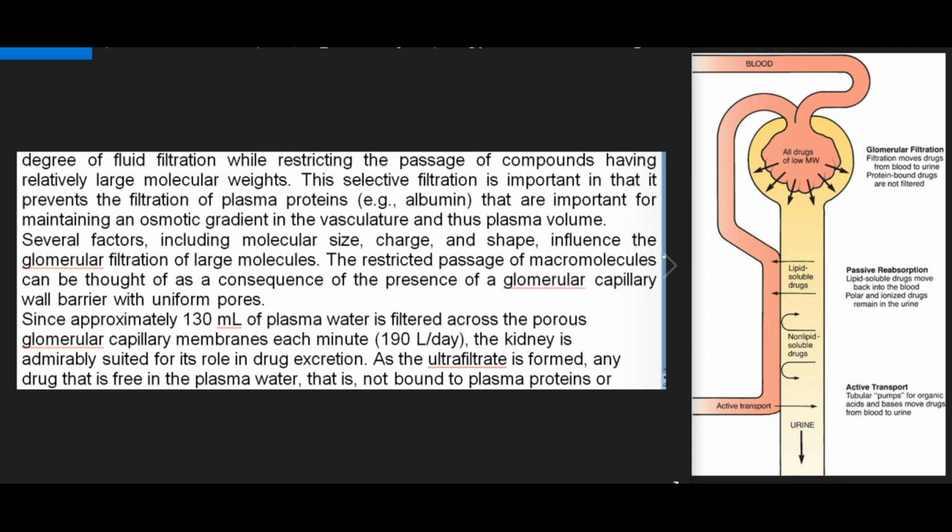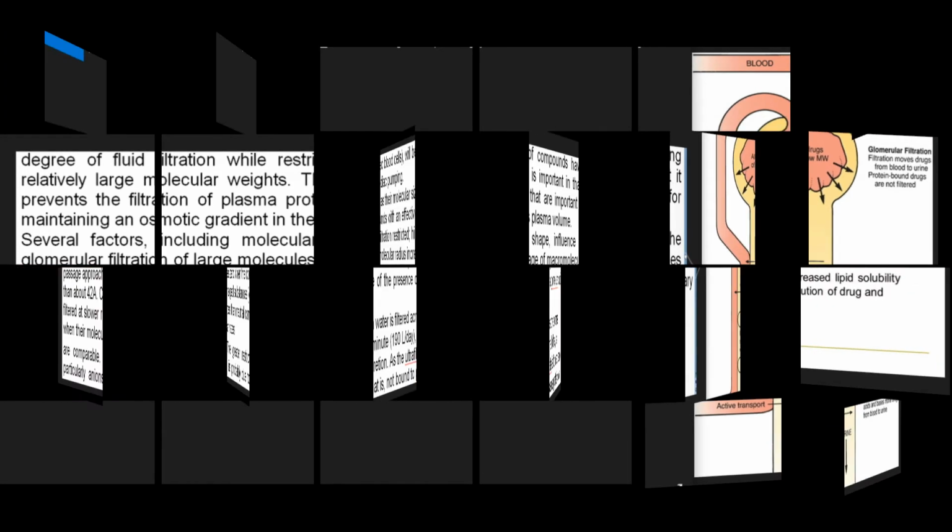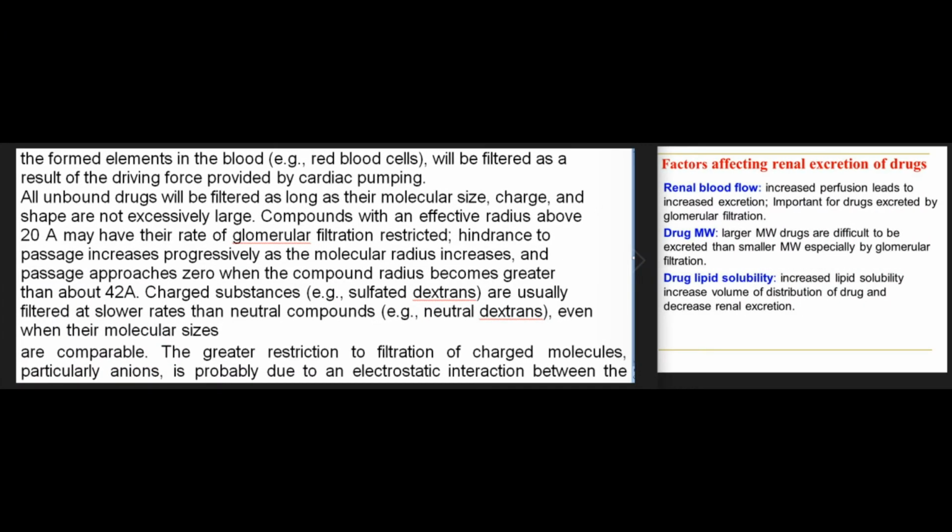The restricted passage of macromolecules can be thought of as a consequence of the presence of a glomerular capillary wall barrier with uniform pores. Since approximately 130 ml of plasma water is filtered across the porous glomerular capillary membranes each minute, 190 L/day, the kidney is admirably suited for its role in drug excretion. As the ultrafiltrate is formed, any drug that is free in the plasma water, that is, not bound to plasma proteins or the formed elements in the blood, for example red blood cells, will be filtered as a result of the driving force provided by cardiac pumping.